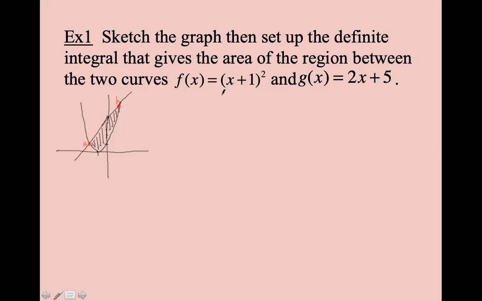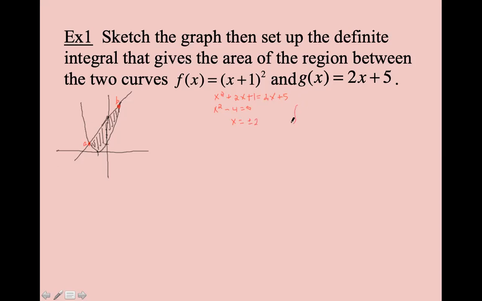So I'm going to go ahead and multiply this one out. I have x squared plus 2x plus 1. And I want to know, where does that intersect 2x plus 5? All right, so I'm going to move everything to one side. Oops, I left out my 1. So I have x squared, my 2x's are going to cancel. When I bring 5 over, I have 1 minus 5, which is negative 4. And so I can see that x is going to be equal to plus or minus 2. And that's going to be our limits of integration.